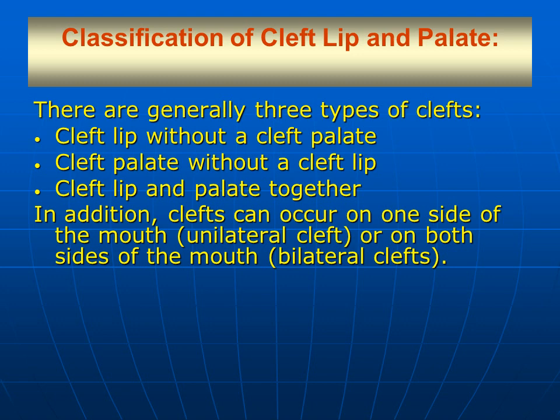Classification of cleft lip and palate. Generally, there are three types of clefts: a cleft lip without a cleft palate, a cleft palate without a cleft lip, or a cleft lip and palate together. In addition, clefts can occur on one side, and we call it unilateral clefts, or on both sides of the mouth, and we call it bilateral clefts. This is a general classification.